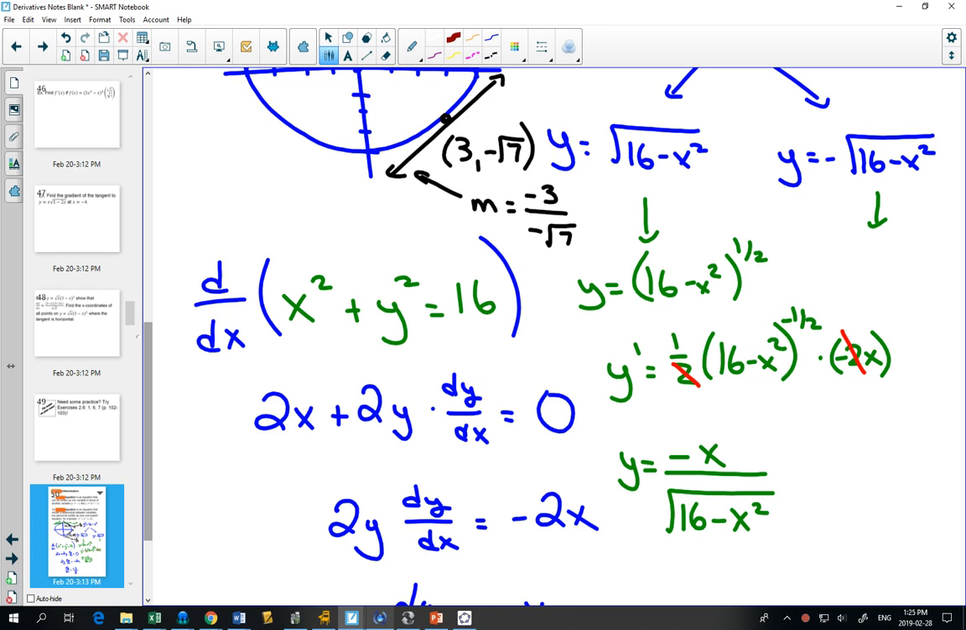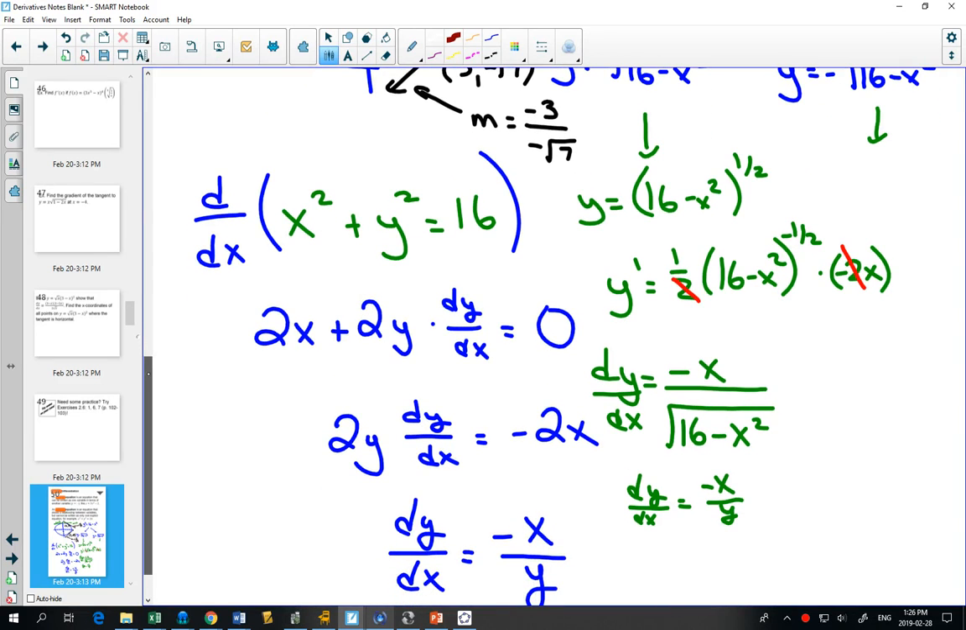And what's fascinating about this, oh, this is dy/dx, sorry. What's the bottom? The bottom was just my original function, negative x over y. Same as we found with implicit differentiation. Kind of interesting. And we could do the same thing with the negative out in front, and it works again.